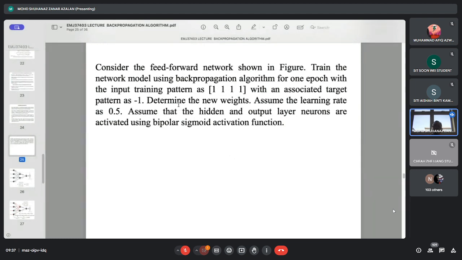So the question asks us to determine the new weights. That means to show how we update the weightage using the backpropagation algorithm. Okay, and assume the learning rate equals 0.5. Assume the hidden and output layer neurons are activated by using bipolar. So this is the activation function, the bipolar sigmoid activation function.